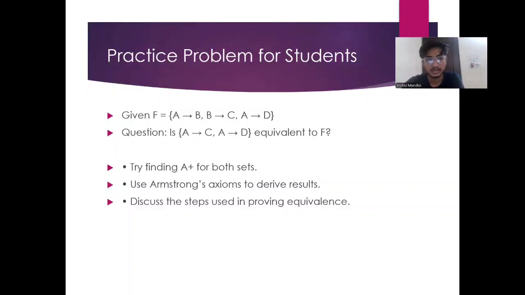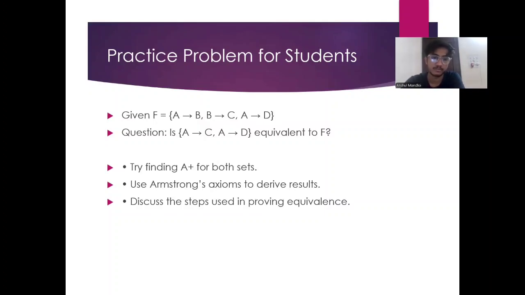And here is a practice problem for it. Given F is equal to A tends to B, B tends to C, and A tends to D, the question is whether A tends to C or A tends to D is equivalent to F. We can solve this by applying the axiom rules and checking the functional dependencies. Also, here are some checklist points which simplify the solution for the given problem.